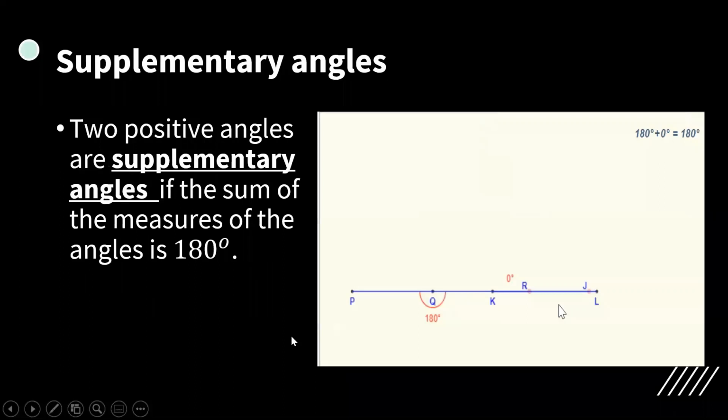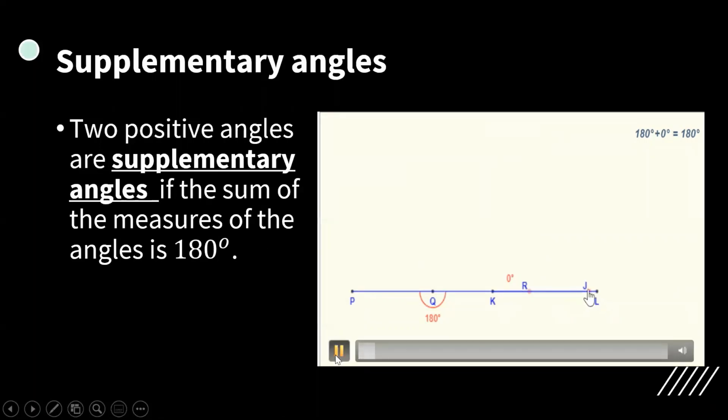Now, let's talk about supplementary angles. Two positive angles are supplementary angles if the sum of the measures of the angles is 180 degrees. So let's have an example. Suppose angle Q measures 155 degrees and angle K measures 25 degrees. 155 plus 25 is equal to 180 degrees. Therefore, these two angles are supplementary angles.